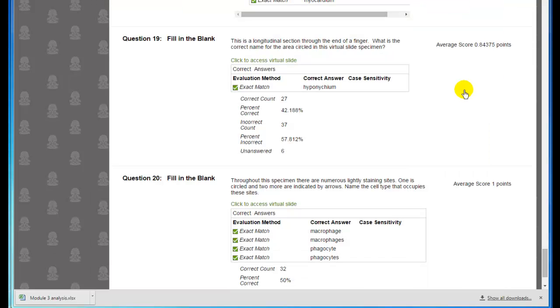Okay, question 19 is the longitudinal section through the end of a finger. What is the correct name for the area circled in this virtual slide specimen? Well, the correct answer is the hyponychium. Now, hypo means below, and nychium, that is connection of the nail with the skin. So let's take a look at that.